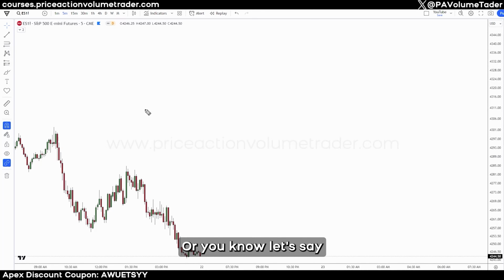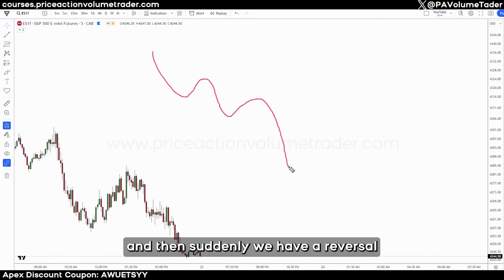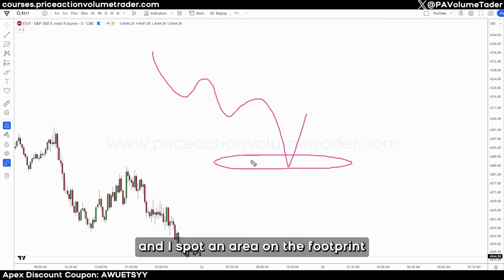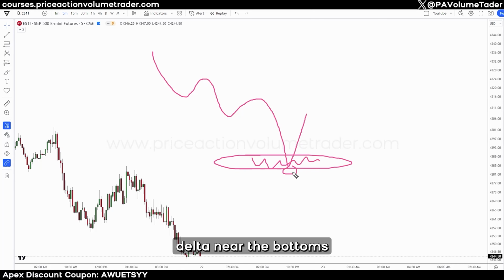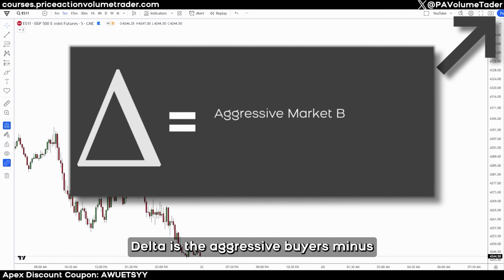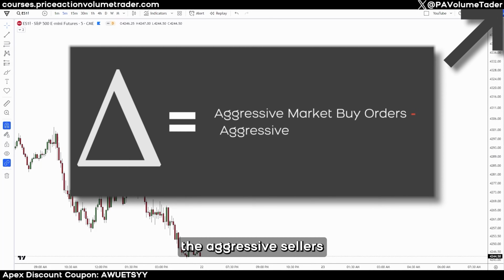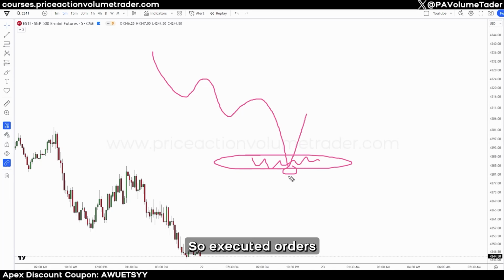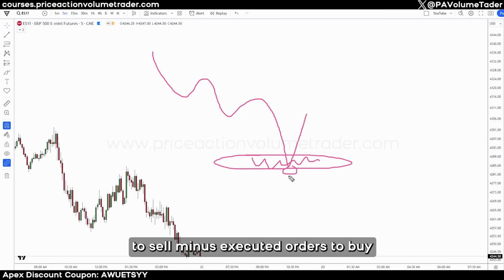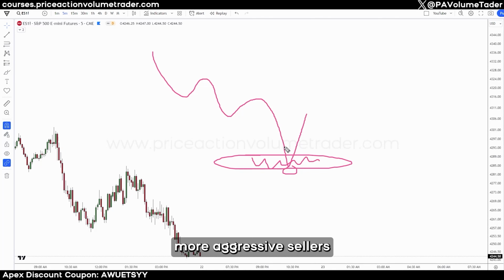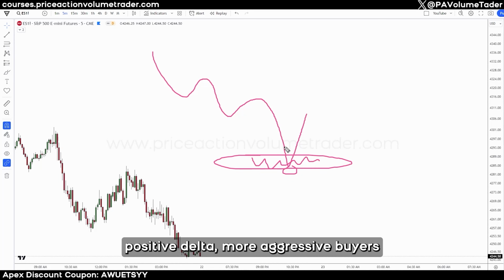Well, let's say a market is trending down and then suddenly we have a reversal, and I spot an area on the footprint where there's high executed volumes at this low. Especially I want to see high volumes with a negative delta near the bottoms. As you know, delta is the aggressive buyers minus the aggressive sellers, so executed orders to buy minus executed orders to sell.